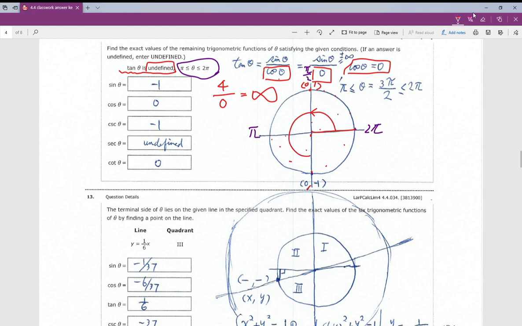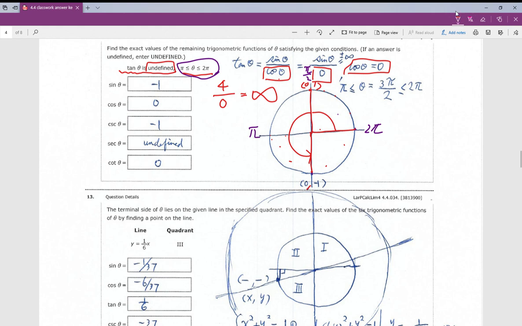We have only two choices. Either our terminal side is here or our terminal side is here. But this angle is not between pi and 2 pi. Therefore, we forget about this one. Okay, so the only angle we are talking about is this big.